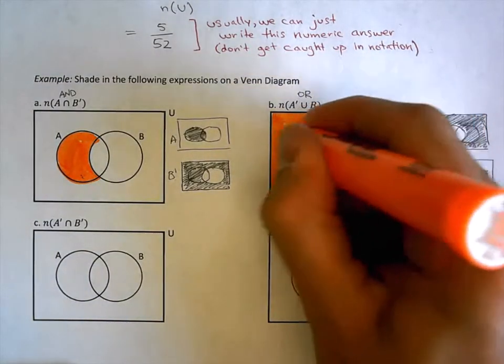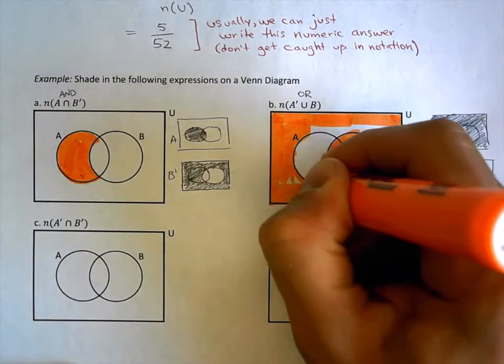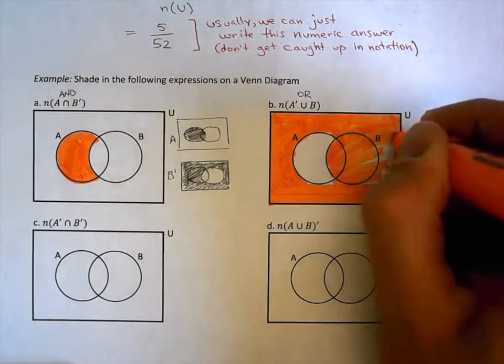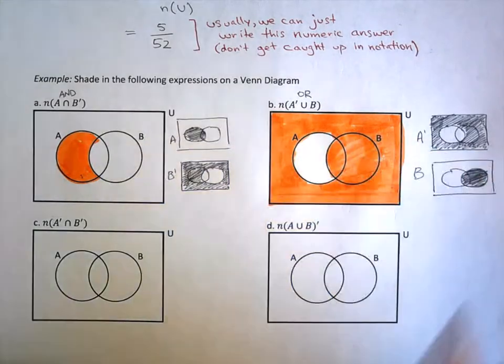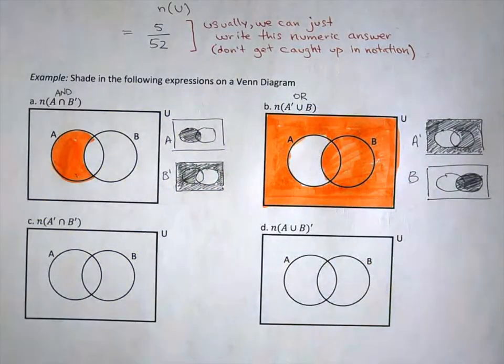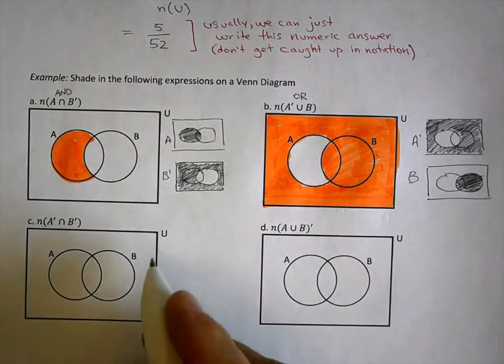Now you can just feel free to fast forward the video as I slowly shade this in. There we go, beautiful art. So that's A complement union B. Remember, the union is a marriage. It ends up being a lot more space we're talking about.